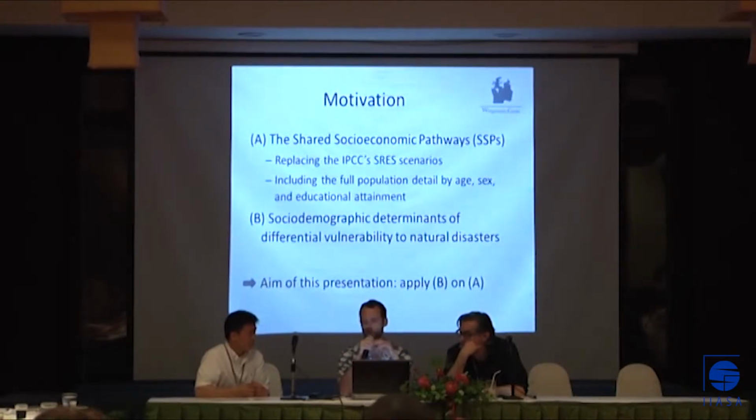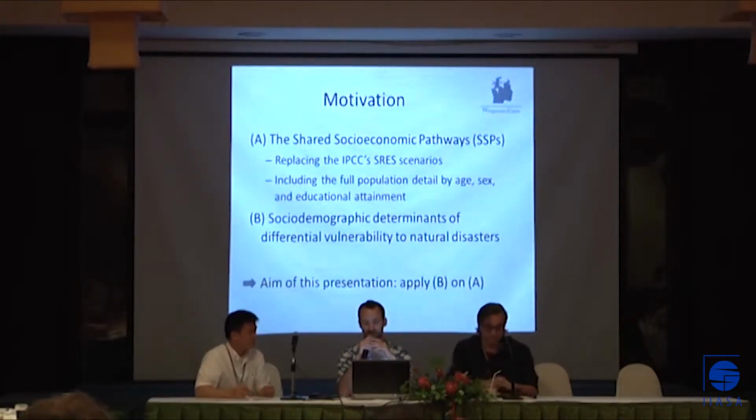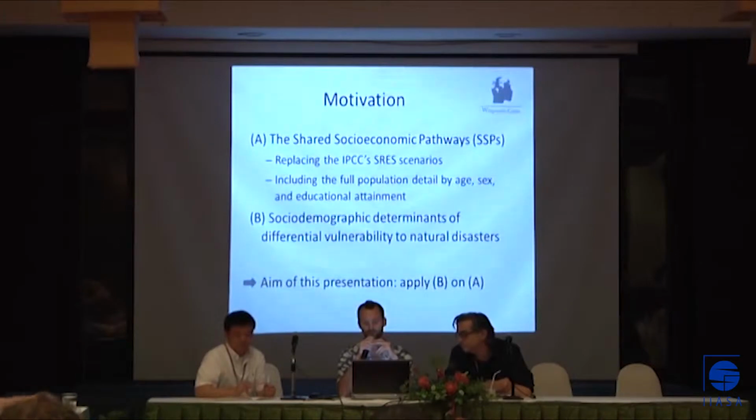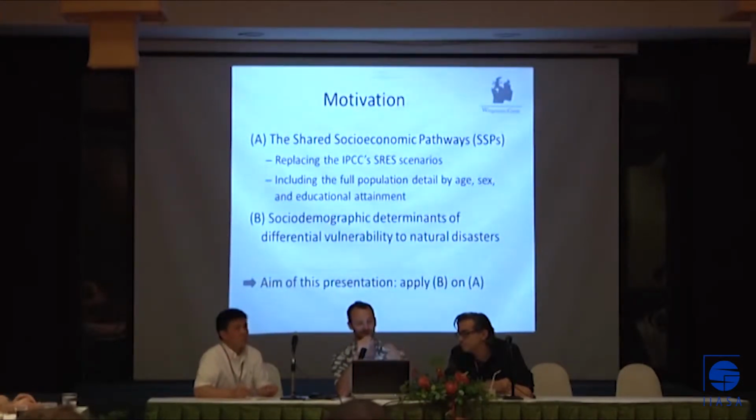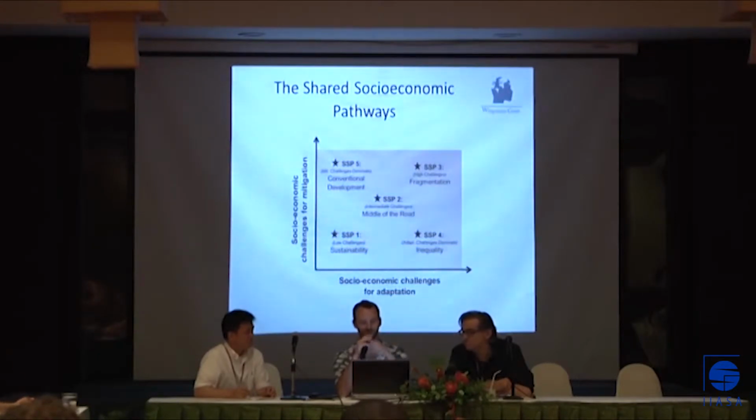So I want to just briefly talk about the 5 different SSPs, and then in part B, I want to use previous work that I've done together with Wolfgang and Anthony Patt, another colleague from IIASA, on the socio-demographic determinants of differential vulnerability to natural disasters, and eventually the aim is to apply the B on the A. So show what these shared socioeconomic pathways mean in terms of differential vulnerability to natural disasters. But first, let me just briefly remind you of the shared socioeconomic pathways.